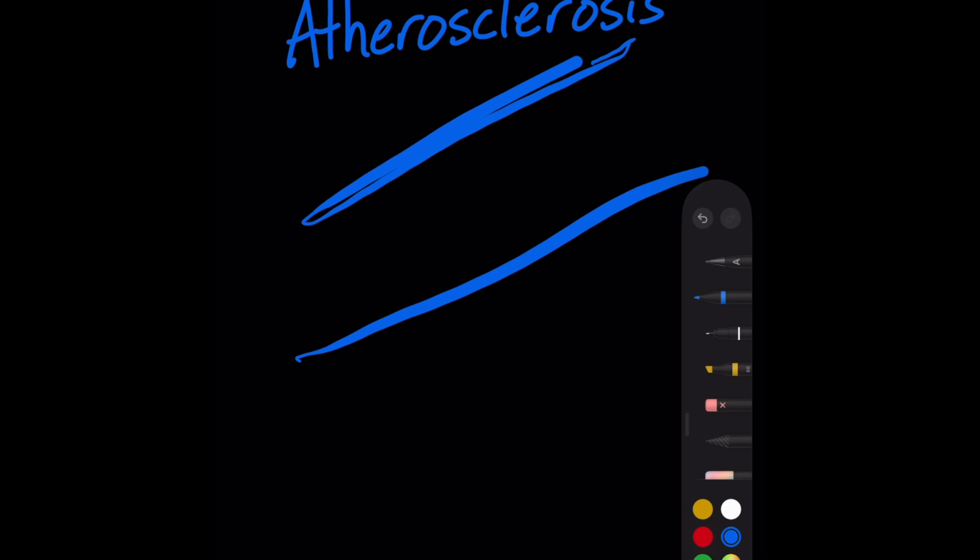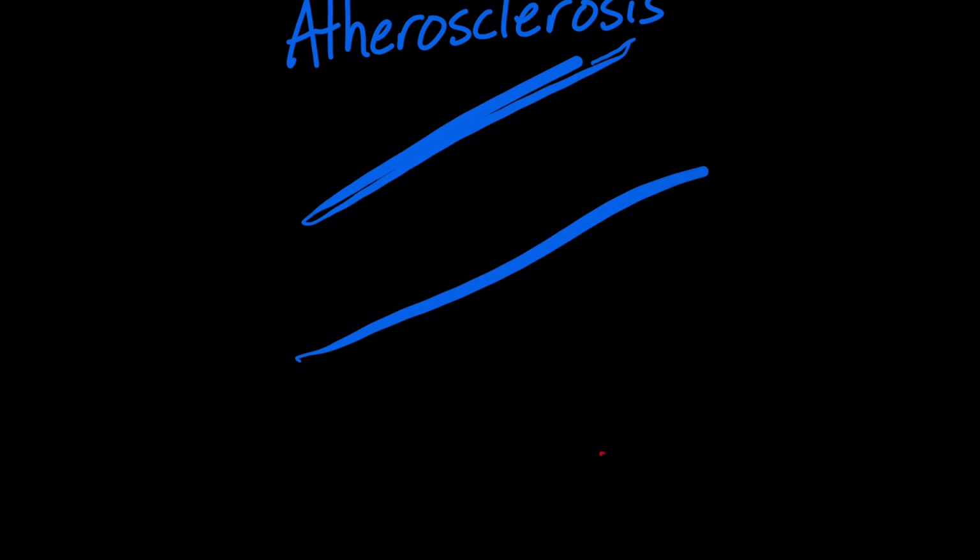Actually, I'm going to do that in a different color. We'll do that in red. Plaque builds up within the arteries, and it's basically going to restrict the blood flow. So there's our plaque.